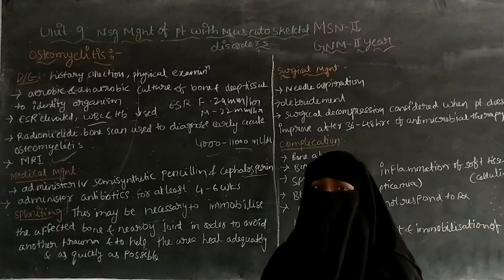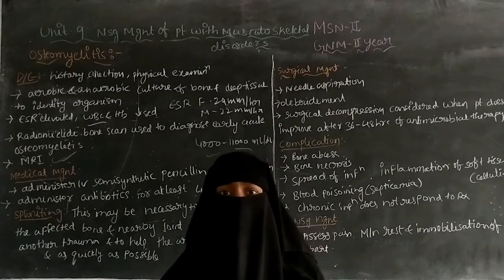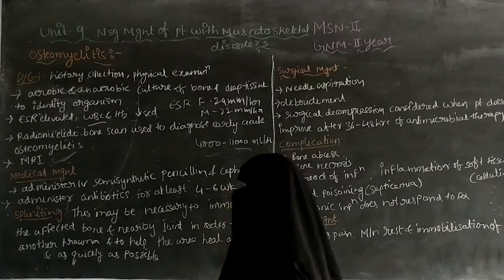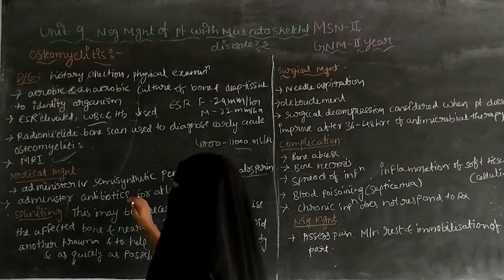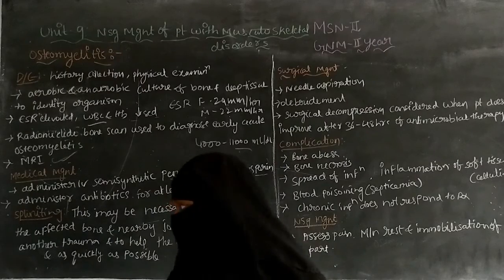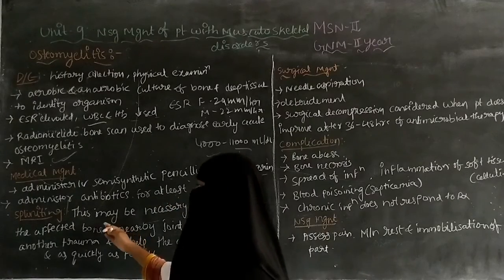Antibiotics can be administered to the patient for up to 4 to 6 weeks to decrease the infection. So, the antibiotics can be given to prevent the infection. The next one is splinting.